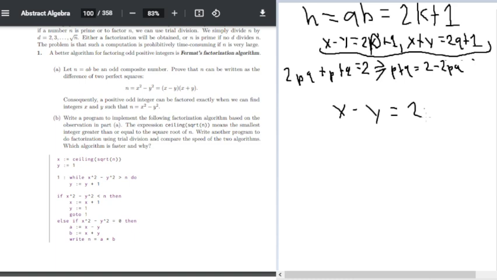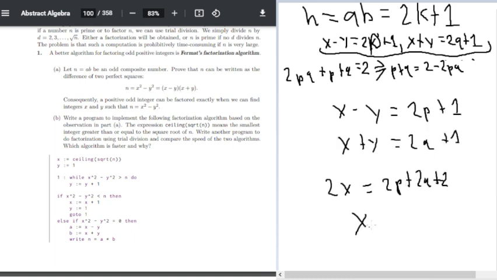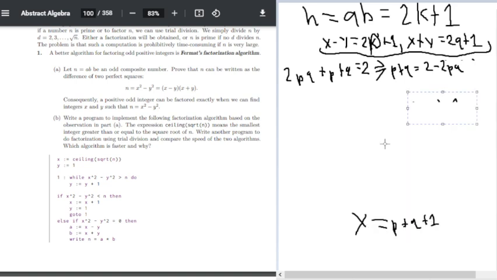x minus y is 2p plus 1. x plus y is equal to 2q plus 1. So we get that 2x is equal to 2p plus 2q plus 2. Alright, so x is equal to p plus q plus 1. That much is pretty much indisputable. Save that little factoid up there.